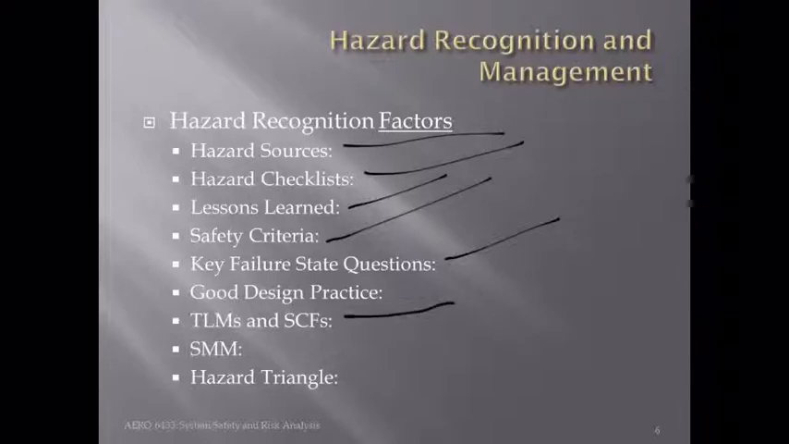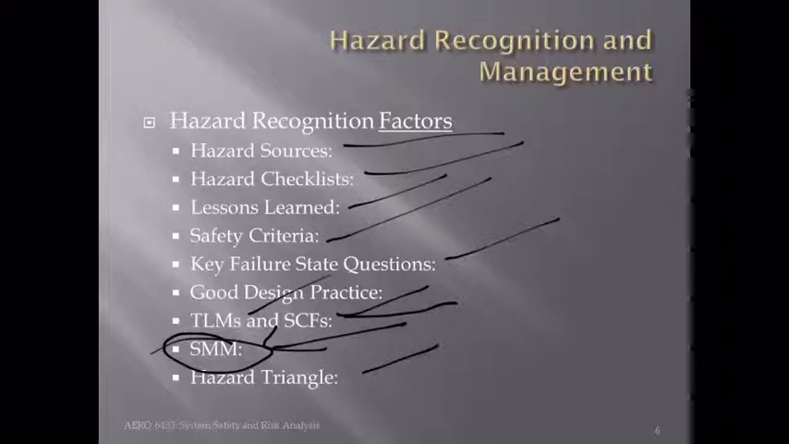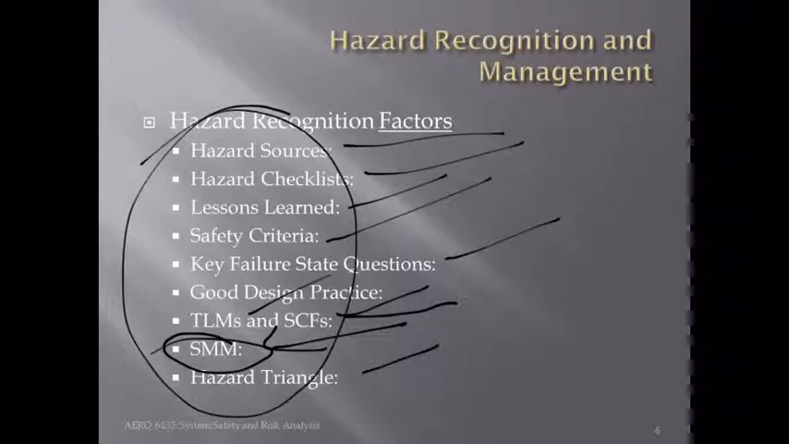Identify top-level mishaps and safety critical functions by the use of a system mishap model. Work backwards to hazards and hazard causal factors that would provide the path from the hazard to the mishap, as well as the hazard triangle: the hazard source, the initiating mechanism, and the target or the threat outcome. We're going to talk more about the system mishap model, top-level mishaps, and safety critical functions in the next presentation. All of this information should be logically and systematically reviewed in order to provide thorough analysis of the system to ensure all hazards are identified.